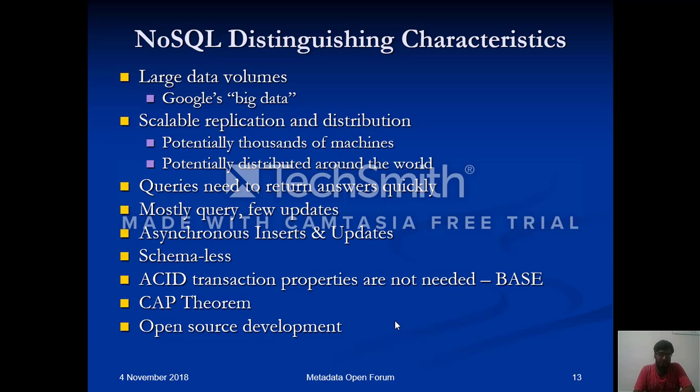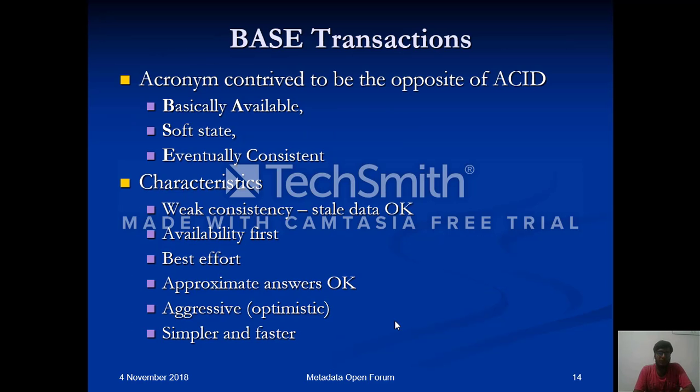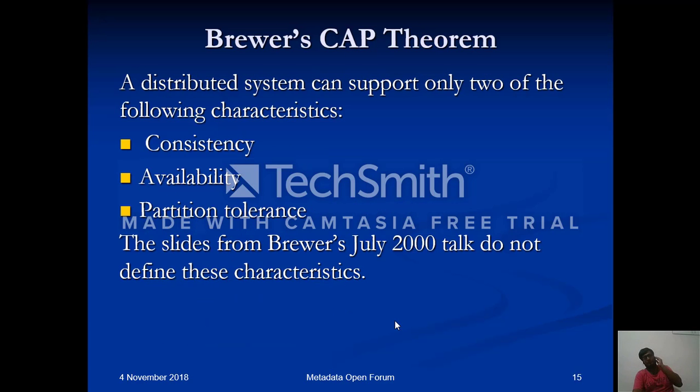Mostly queries, few updates, asynchronous inserts and updates, schemaless, ACID transaction properties are not needed, BASE, CAP theorem, open source available. BASE is an acronym contrived to be the opposite of ACID: basically available, soft state, eventually consistent. Characteristics: weak consistency, availability first, best effort, approximate answers, aggressive, simple and faster. A distributed system cannot support more than two of the following criteria: consistency, availability and partition tolerance.